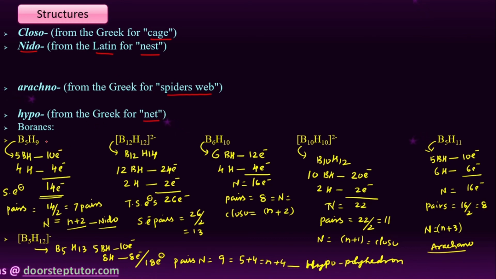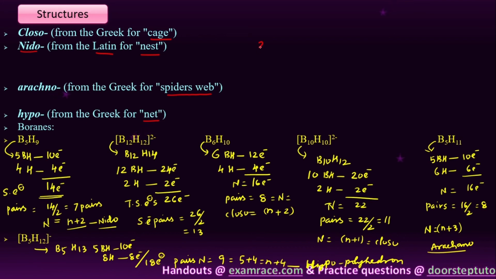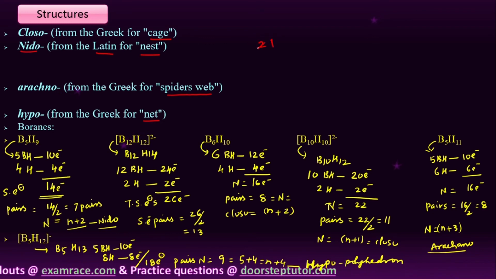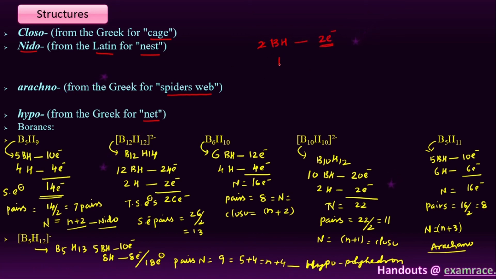Then we will move to the determination of the structure of the given boranes. Please remember, student, we already know very well the contribution according to Wade's rule. Each BH unit contributes 2 electrons to the cluster, and each hydrogen atom contributes 1 electron to the cluster.